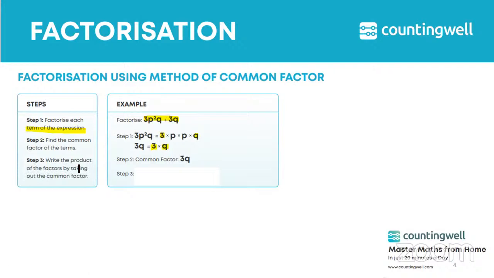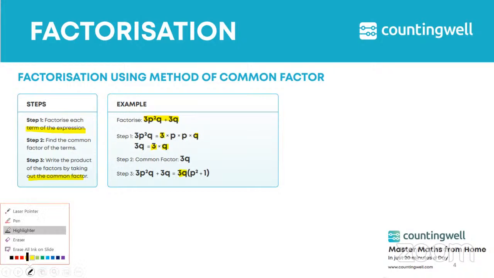Now we write the product of the factors by taking out the common factor. If you take out 3q as common from both the terms, from the first term you will get p into p, which is p square. For the second term, we don't have anything common left, which means we have 1. So we have 3q into p square plus 1. In this way, we are factorizing using the method of common factor, that is taking the common factor out from the expression terms.